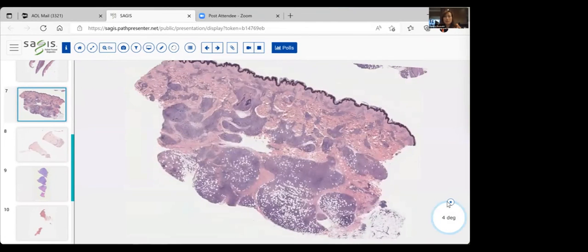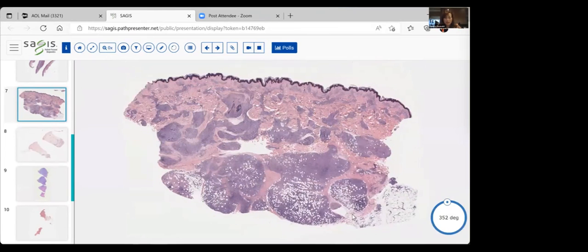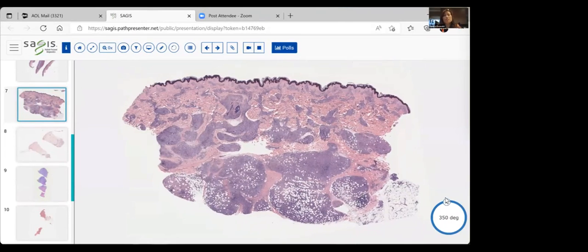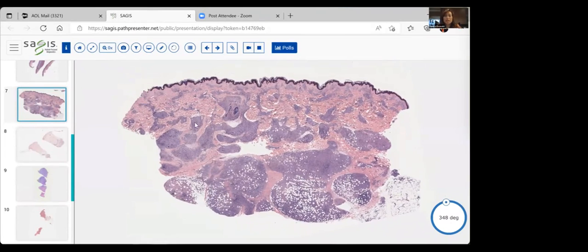I just can't believe how great the slides are that they have in this collection, and Dr. Davis and Sagis have in theirs. This is probably more than a punch. It's pretty wide, right? So this is probably more like an excision, or at least an incisional biopsy from the trunk or proximal extremity. From this power, you do see very discrete collections of histiocytes, and they're going from the upper dermis down to the fat. This is quite extensive.